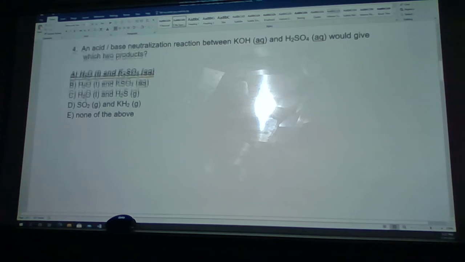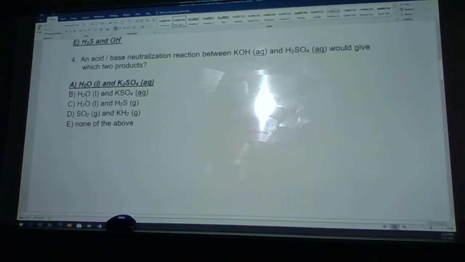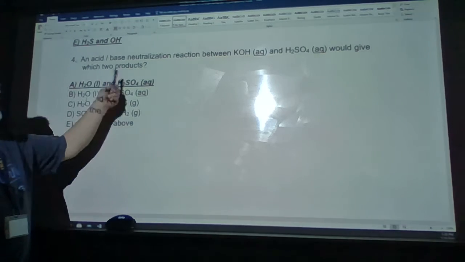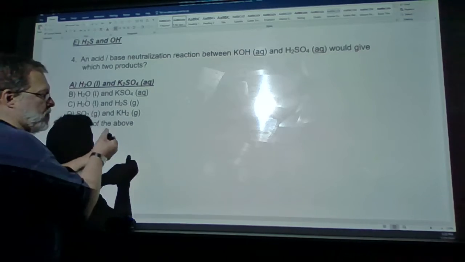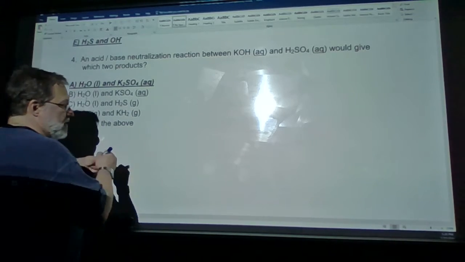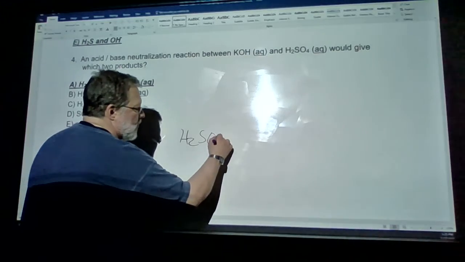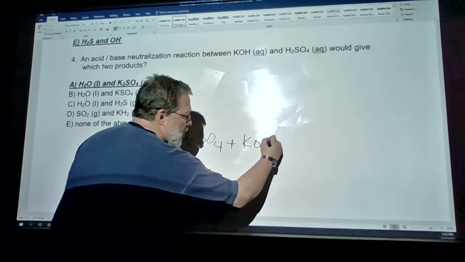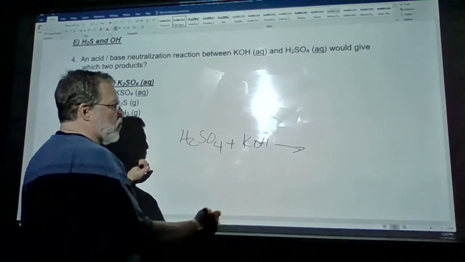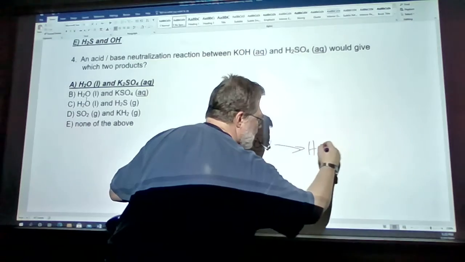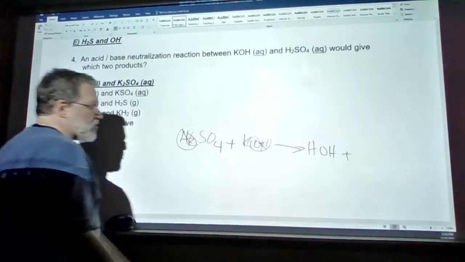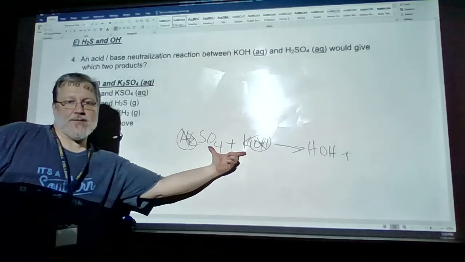Number 4, the acid-base neutralization reaction between KOH and H2SO4 gives two products. The mnemonic device that I taught you is an acid and a base react to produce water and a salt. So we have the acid H2SO4, the base KOH. They produce water. There's the H and the OH. So there's water, and the salt is what is left over.